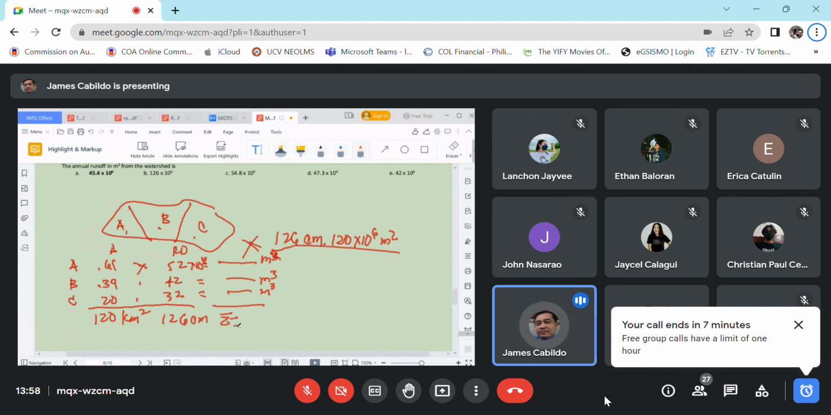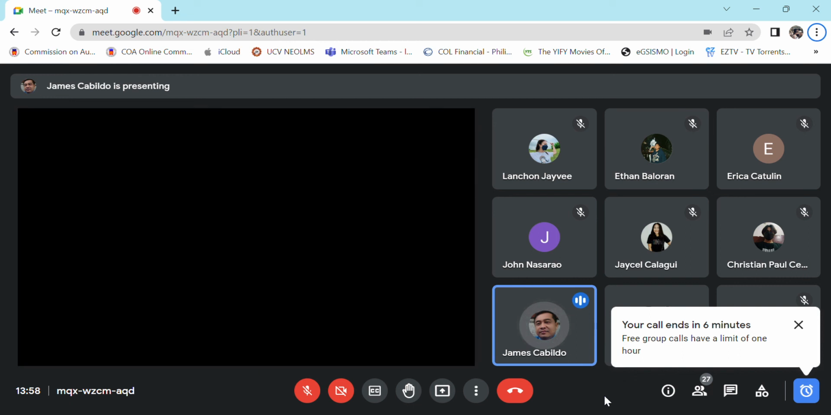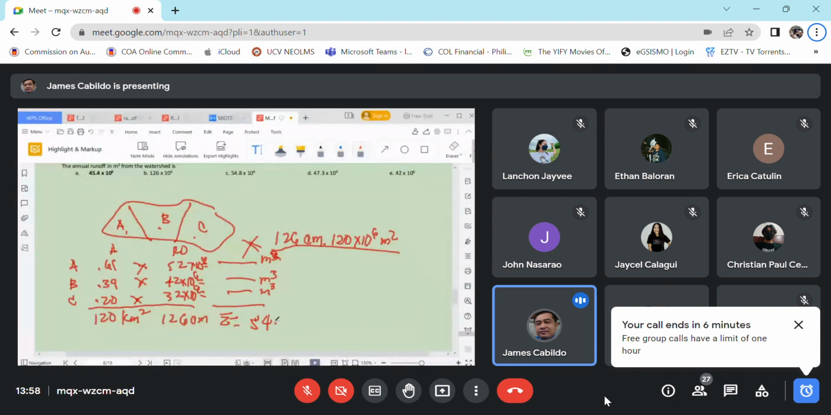So ang total nito, right, 0.39 times 42 times 10 to the 6. 32 times 10 to the 6. Ganyan, no? 0.2. Okay? Multiply. Yan. So the overall answer for number 47 ay 54.5 times 10 to the 6 cubic meters.